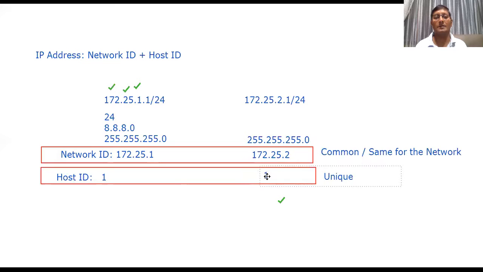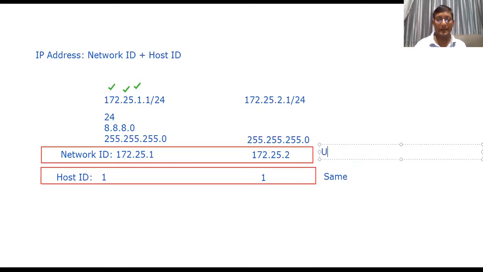According to the concept, IP address is nothing but network ID plus host ID. 172.25.2.1 and 172.25.1.1. So now it is unique. The IP must be unique, but here you can see it is the same, whereas here you have a unique value. The network ID 172.25.1 is different, not the same.